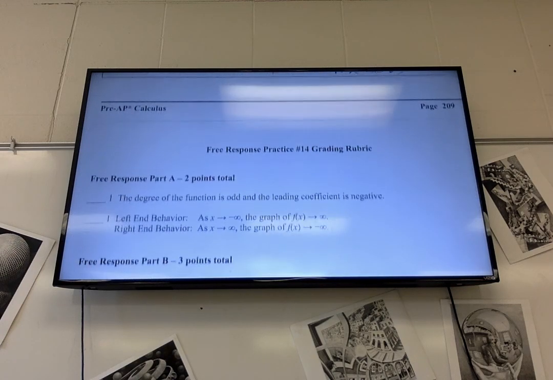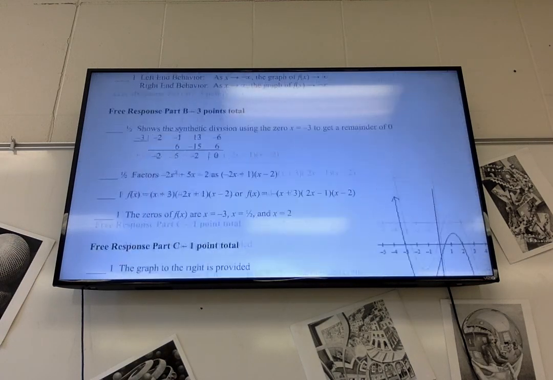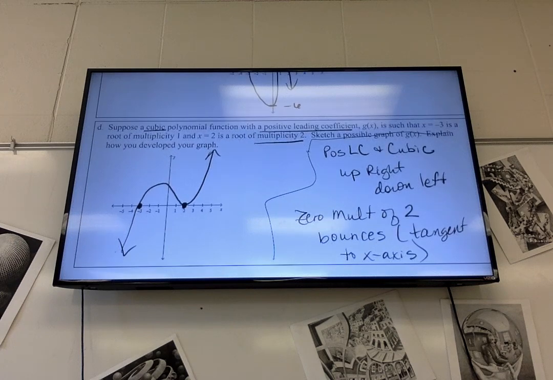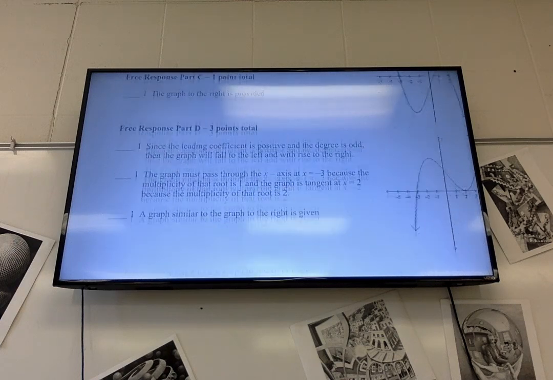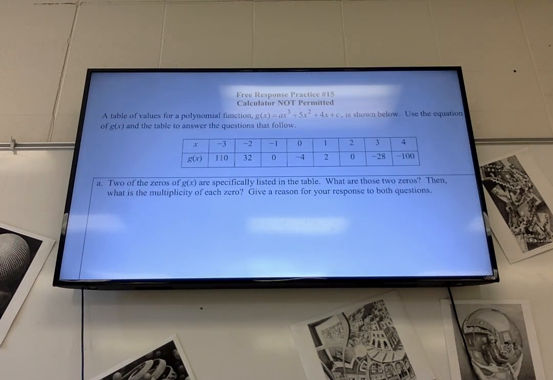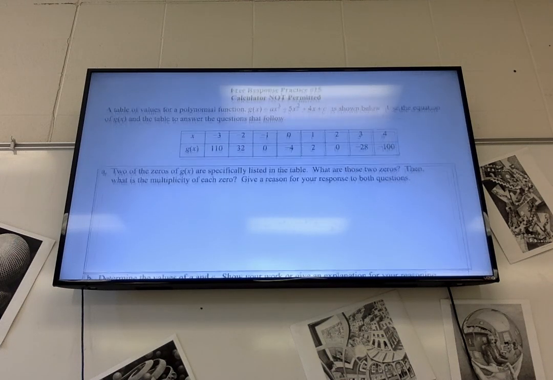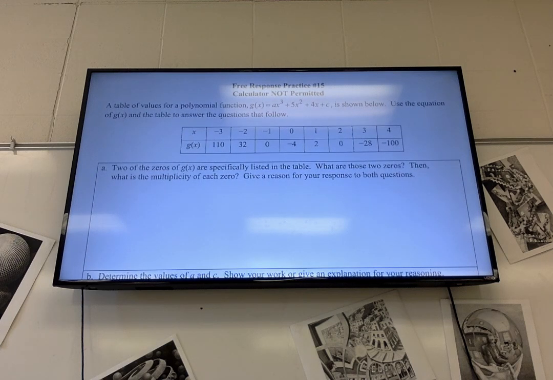I might have another free response question. Yes, I do. Okay, next free response question. Table of values for a polynomial function g of x is shown below. Use the equation of g of x and the table to answer the questions that follow.